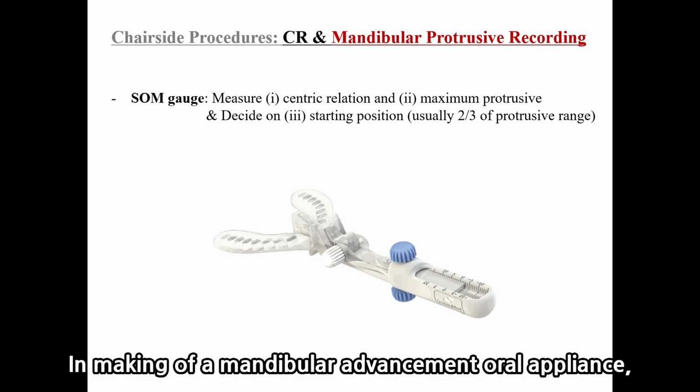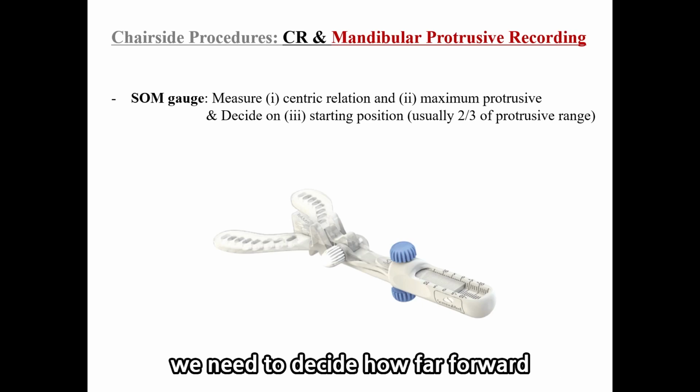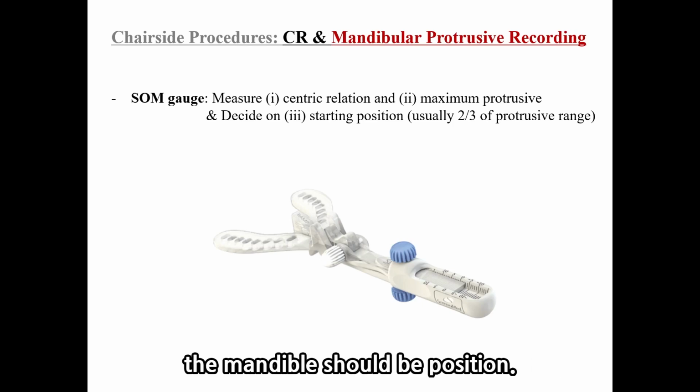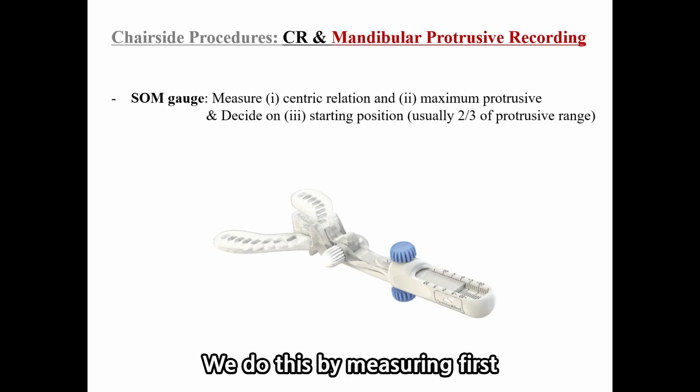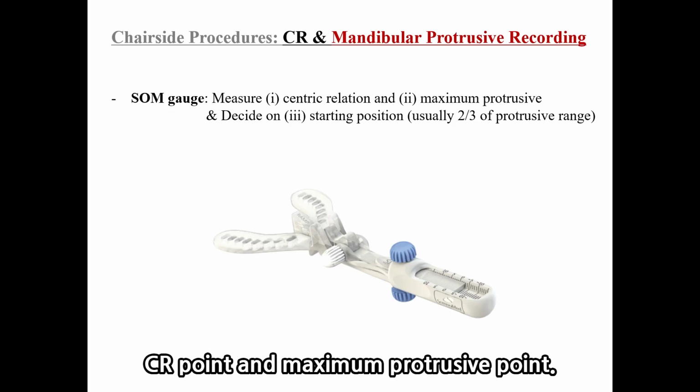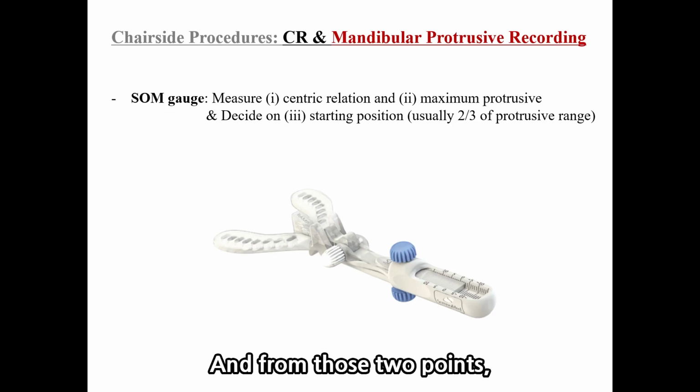In making a mandibular advancement oral appliance, we need to decide how far forward the mandible should be positioned. We do this by measuring first the CR point and maximum protrusive point, and from those 2 points, we figure out the protrusive range and decide on the starting position, which is usually about 2/3 of the protrusive range from the CR point.